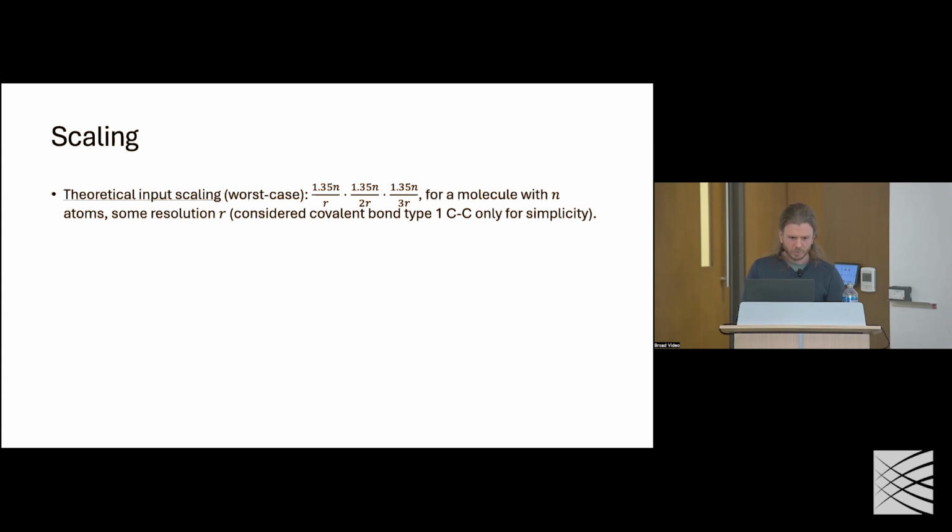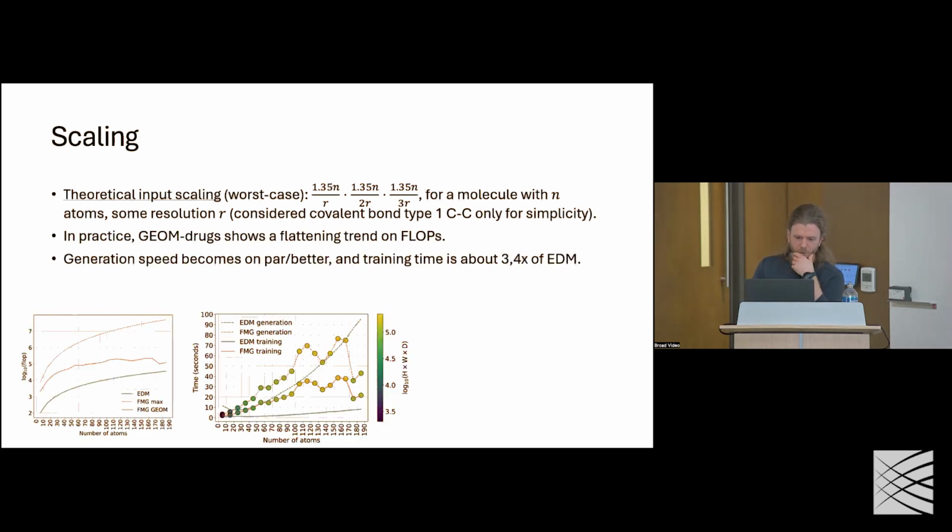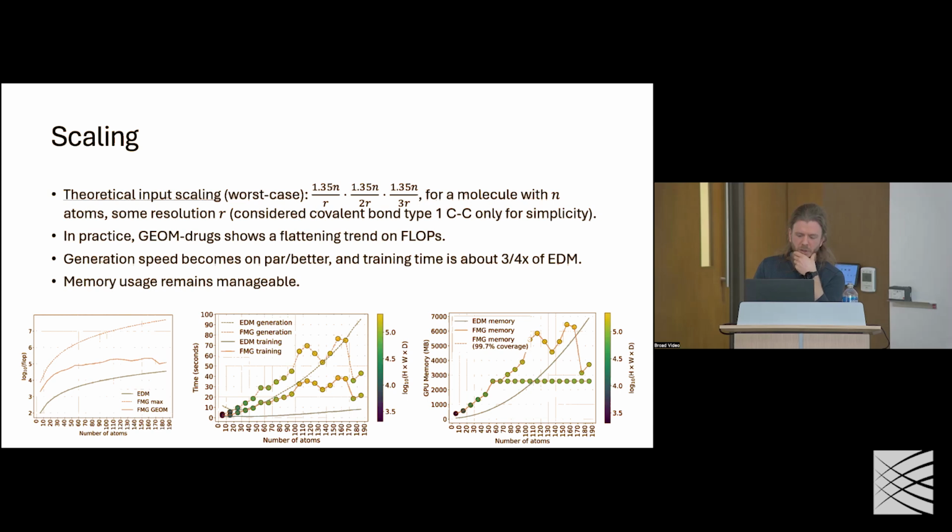So I was going to go a bit through scaling, but I don't think there is that much time. I guess the bottom line here is that it is probably about 3 to 4 times slower during training compared to one of the simpler point cloud methods, EDM. But then still manageable, especially in terms of memory. And then the generation speed is on par, if not even better, for very large molecules. So molecules of 180 atoms or so.